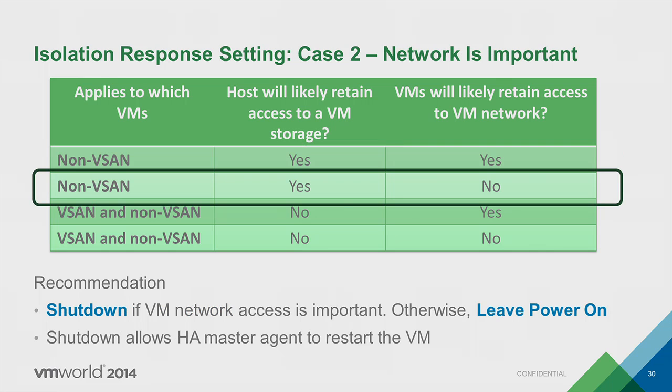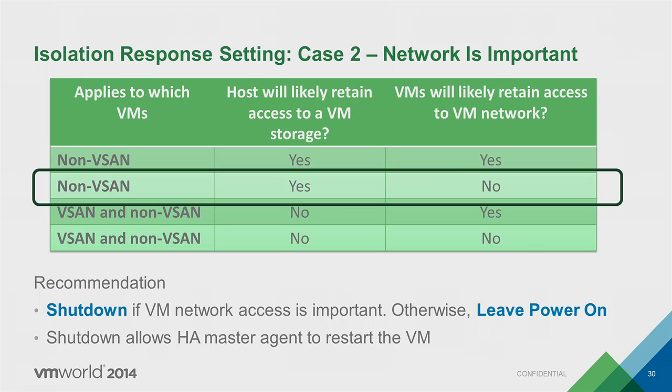The next one is where the VMs have access to the storage, but have lost access to the network. If the VM's network access is important, which is typically the case, then you can do an orderly shutdown of the VM. Once you shut down the VM, the master will be able to restart it. As long as the VMs are powered on, the master will not be able to restart them.